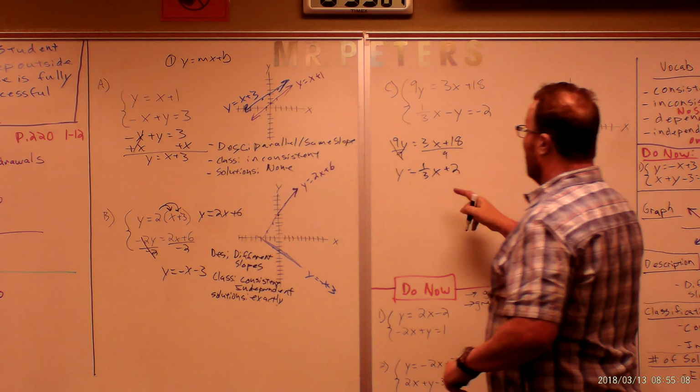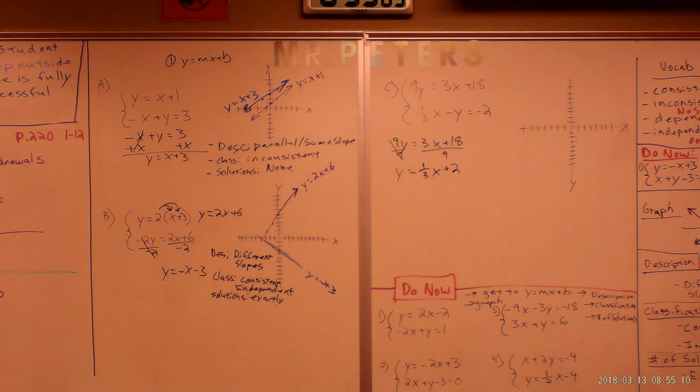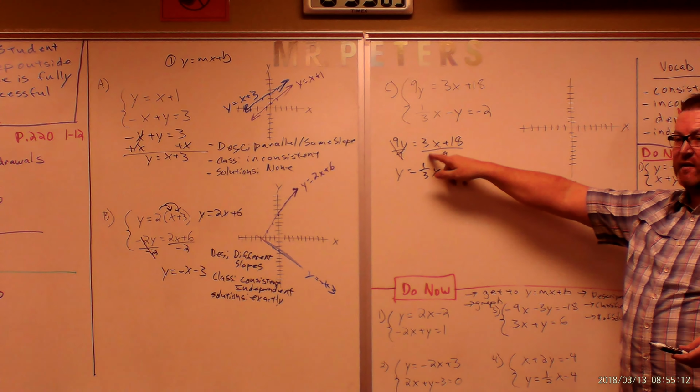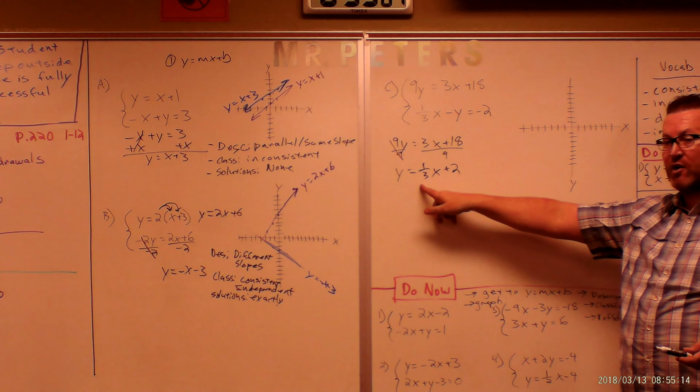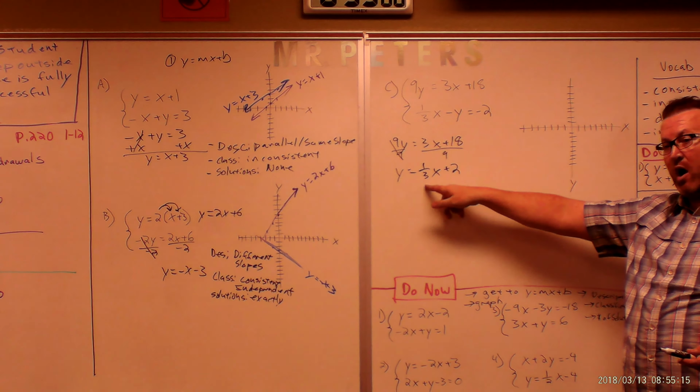2. Good. So we're done with this line, right? Remember, we can leave this as a fraction because that is our rise and run. It means we're up 1 and we're over 3. So we took care of the first line, right? So let's focus on the next one now. We have 1/3 x minus y equals negative 2. Who wants to take this one?